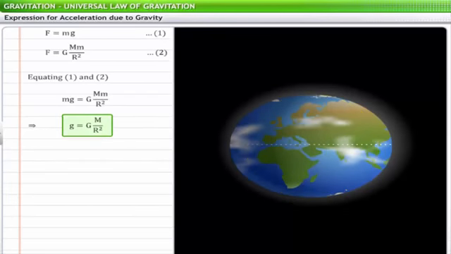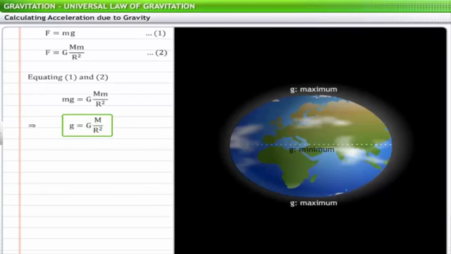Since the Earth is not a perfect sphere, its radius is maximum at the equator and minimum at the poles. Hence, the acceleration due to gravity is greater at the poles than at the equator. However, this difference is negligible for bodies on Earth.